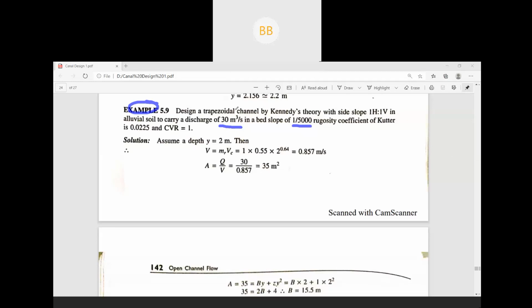So what is given? We have to design a trapezoidal channel by Kennedy's theory. Side slope is given as one horizontal to one vertical. That means z is equal to 1. Then discharge is also given. How much? It's 30 meter cube per second. Bed slope is also given as 1 by 5000.